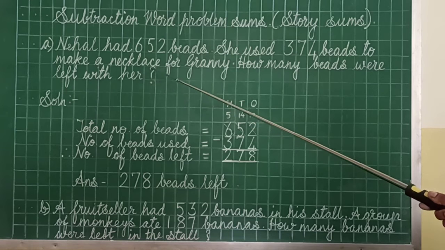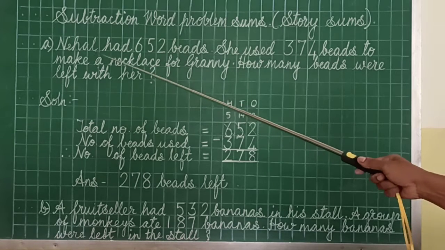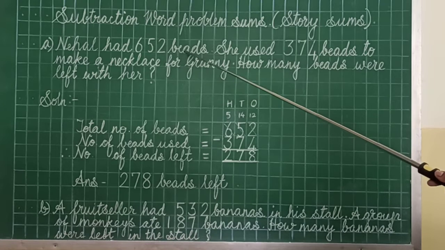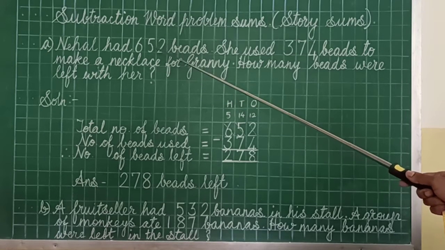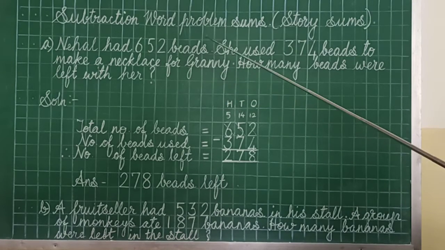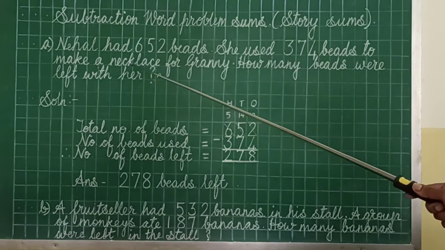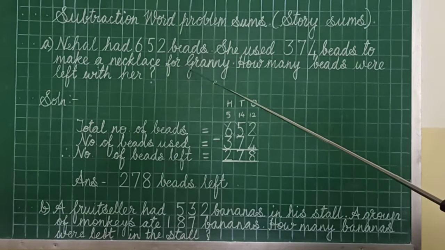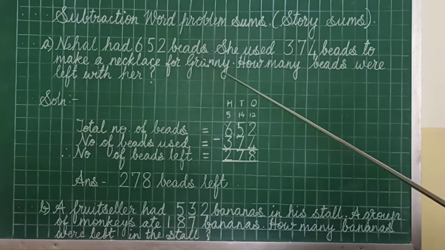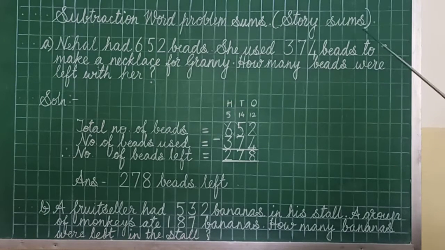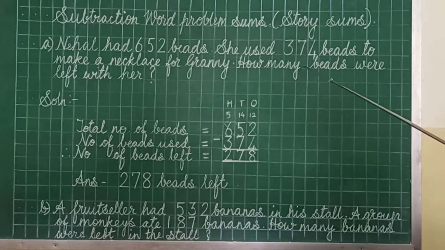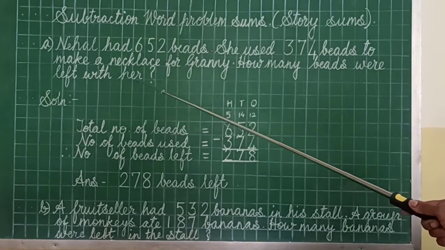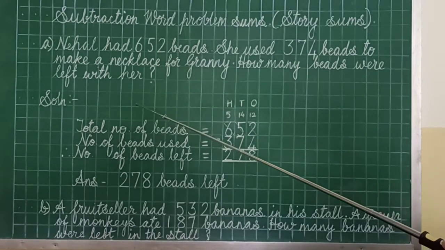Children, here a story is given. Nehal had 652 beads. How many beads total Nehal had? She had 652 beads. And out of this, she has used 374 beads to make a necklace for her granny. Children, granny means grandmother. So she has used 374 beads to make a necklace for her grandmother. Now the question is, how many beads were left with her? So let's start this solution.